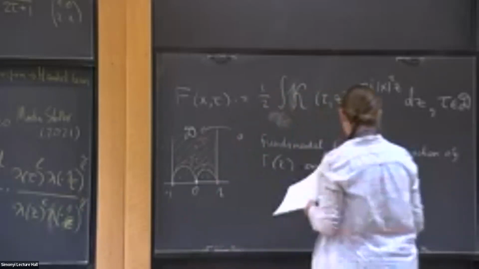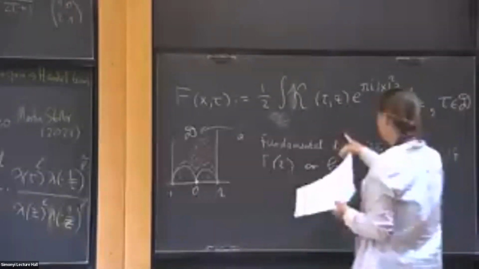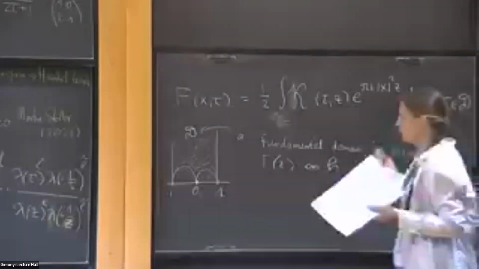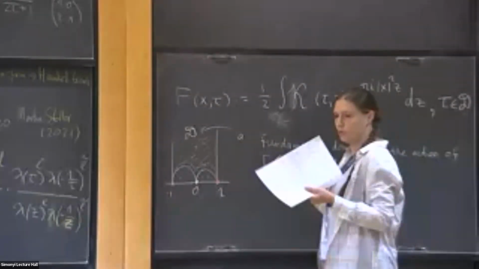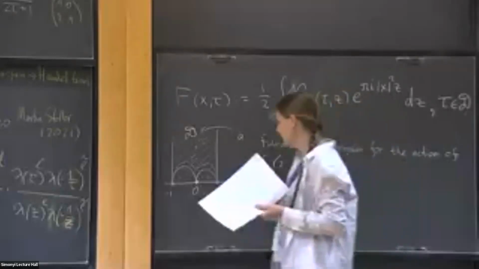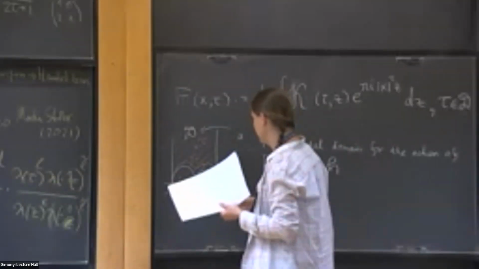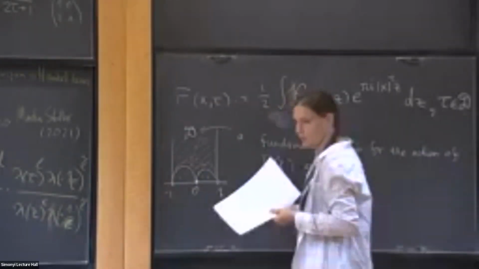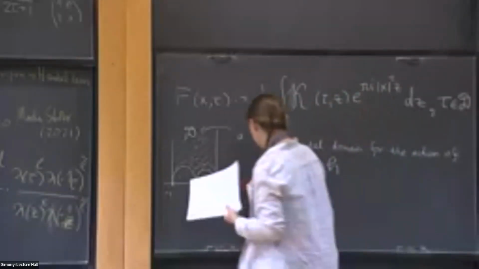And now the next thing which we do: we have defined our function for tau in D, but we also want to define it on the whole upper half plane. And here what happens is that we can actually continue this function holomorphically to the whole upper half plane.